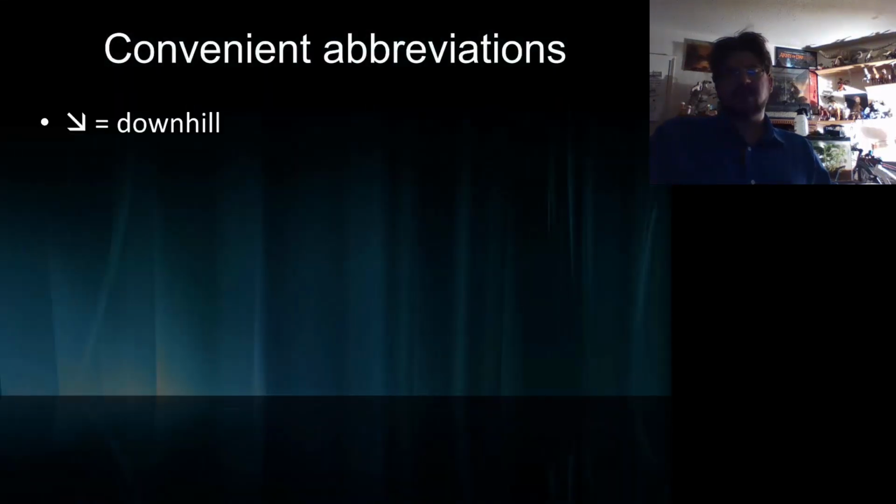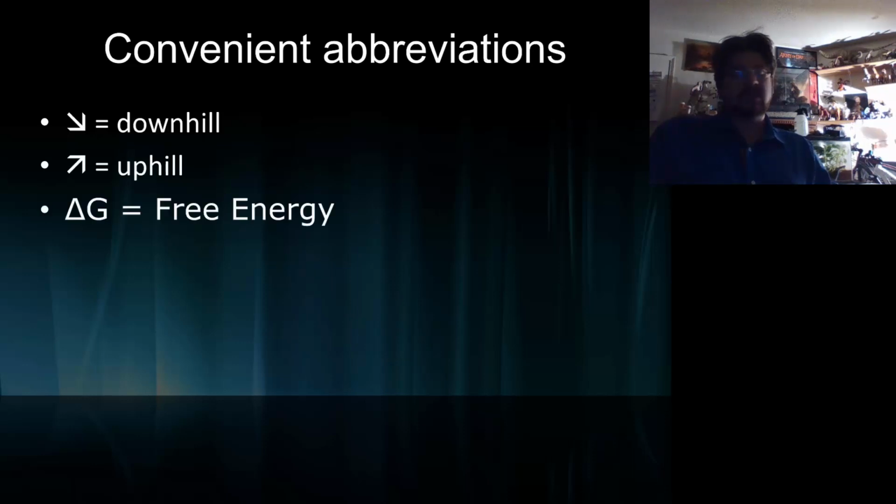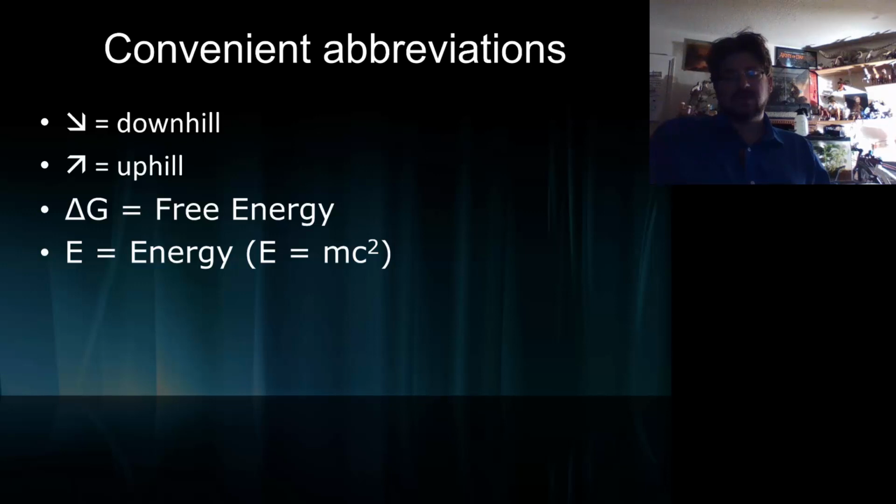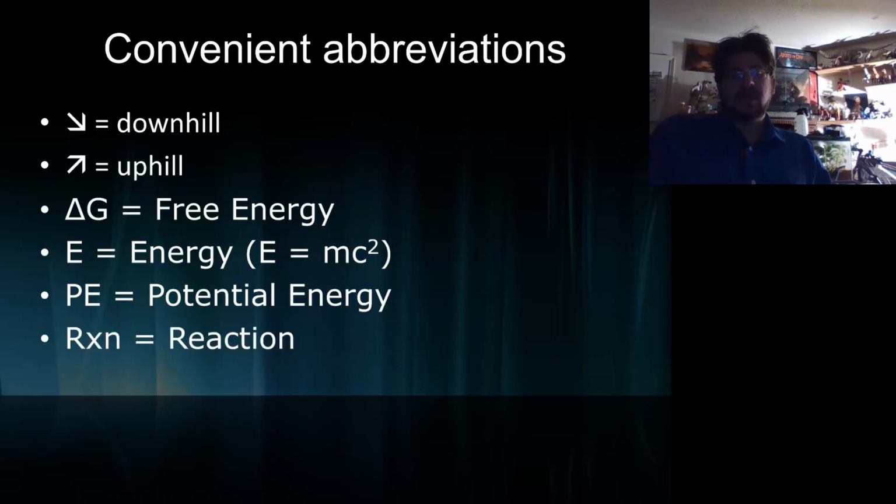So a quick slide of abbreviations. If I have a down arrow, that's a downhill. Up arrow, uphill, not rocket surgery. Delta G is a term for what's called free energy. Free energy is energy that does work, or in other words, makes physical changes. E, you'll see all over the place, that's just energy. PE is potential energy. RXN is reaction.